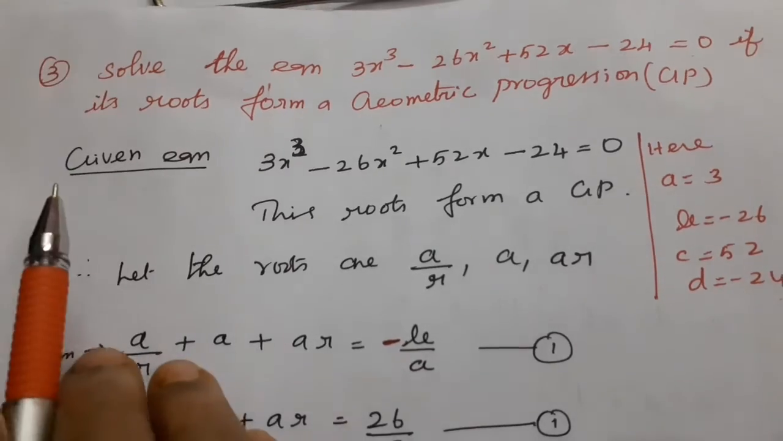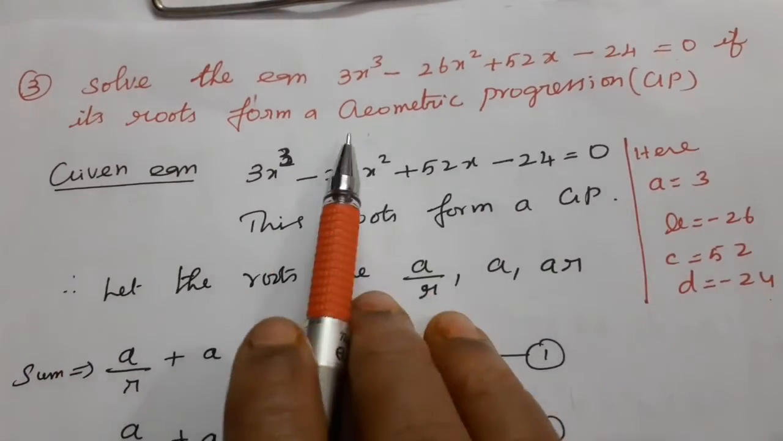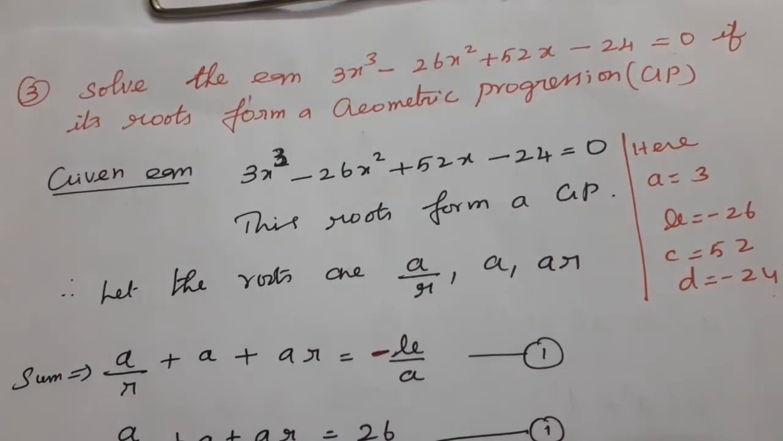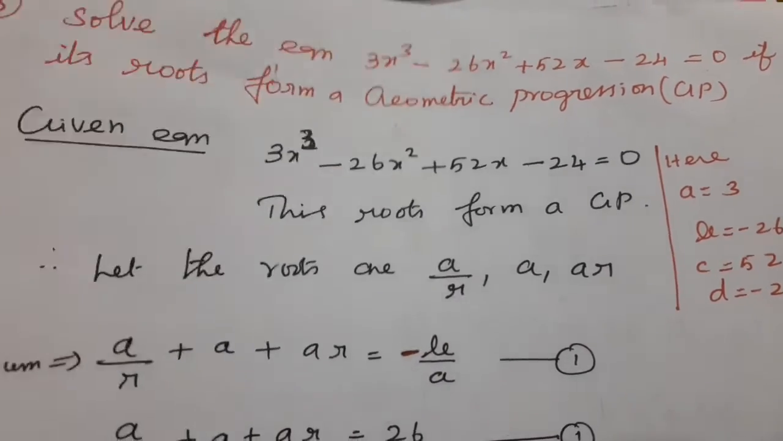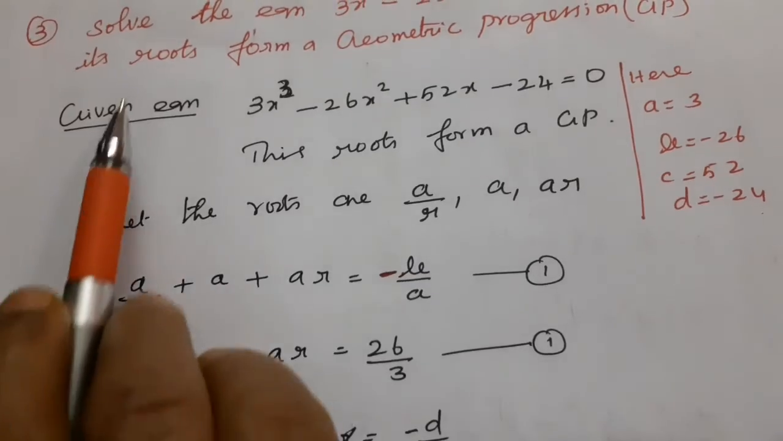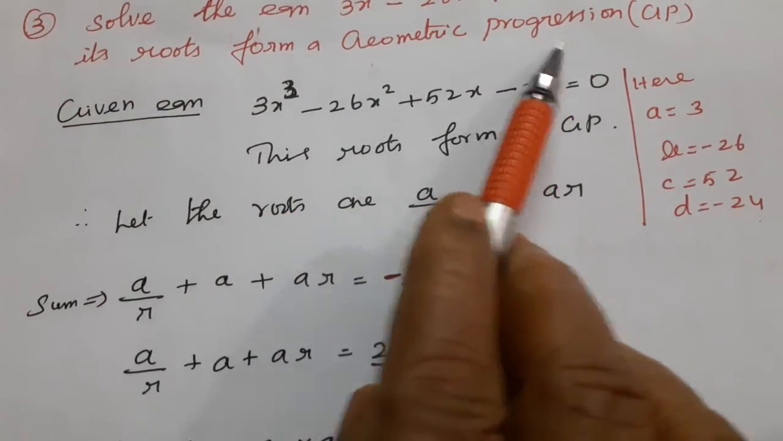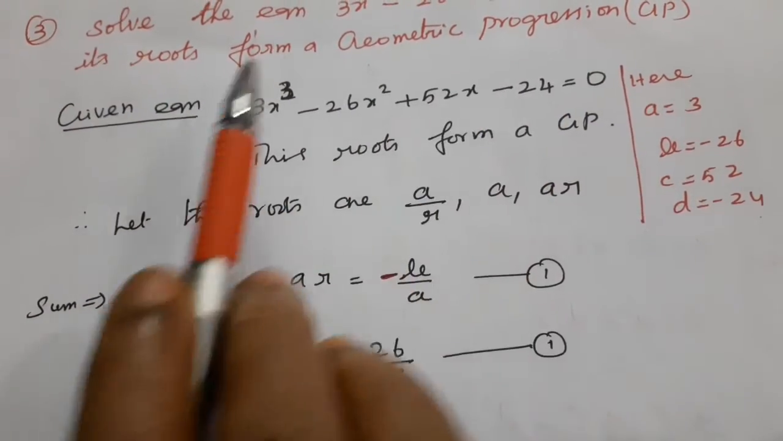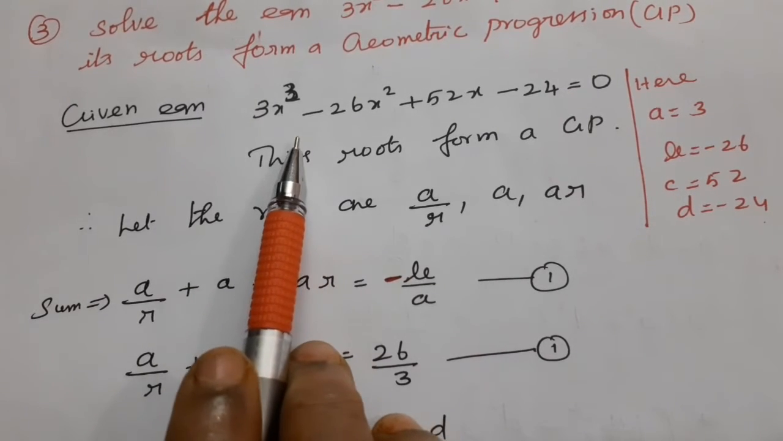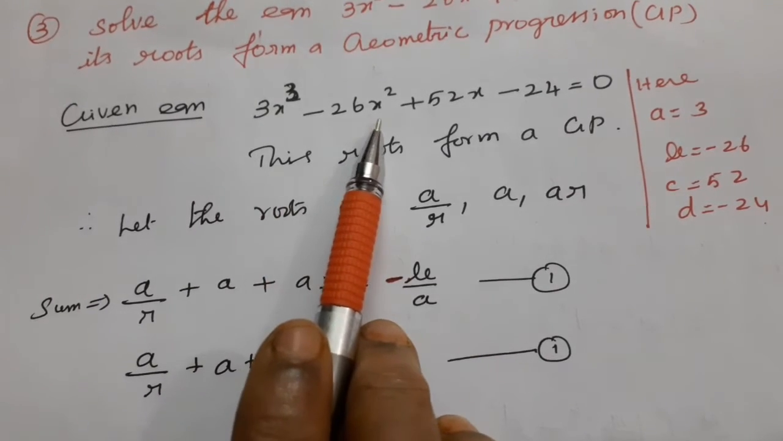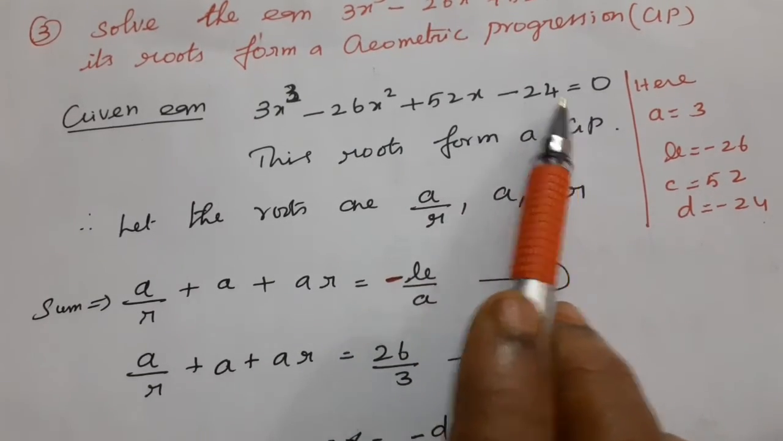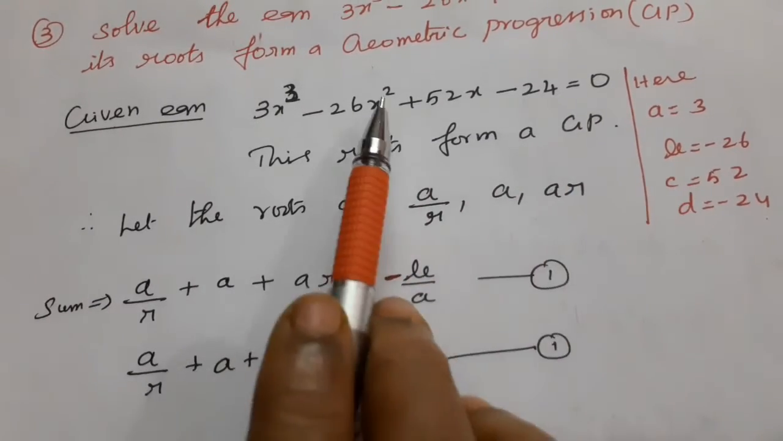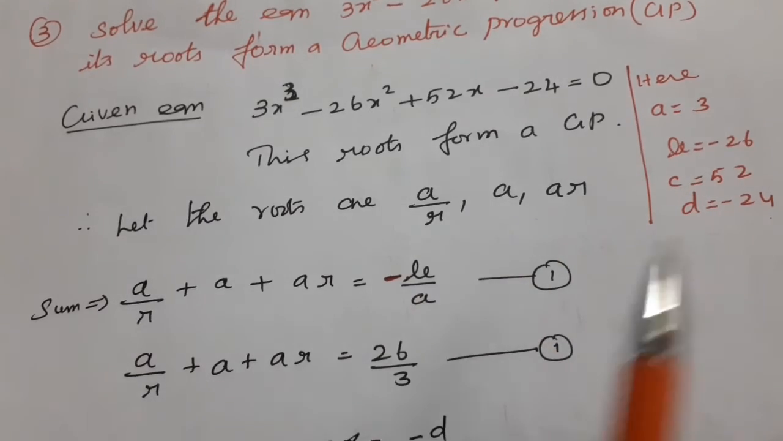Exercise number 3.3: solve the equation whose roots form a geometric progression. In exercise 3.3, the AP is also given; I am going to explain and revise the GP first. How do we solve the equation using the GP progression? For the second sum, the AP progression is given. The given equation is 3x cube minus 26x square plus 52x minus 24 equal to 0, a equal to 3, b equal to minus 26, c equal to 52, d equal to minus 24.